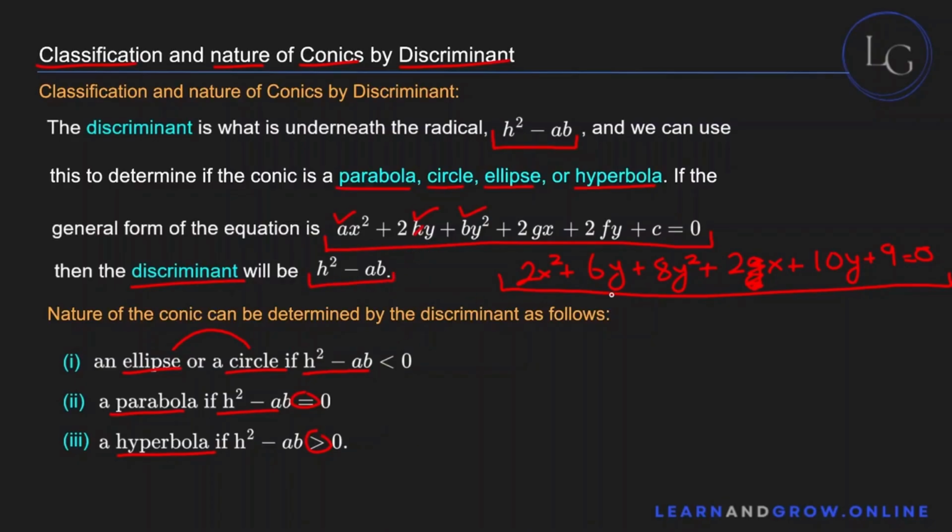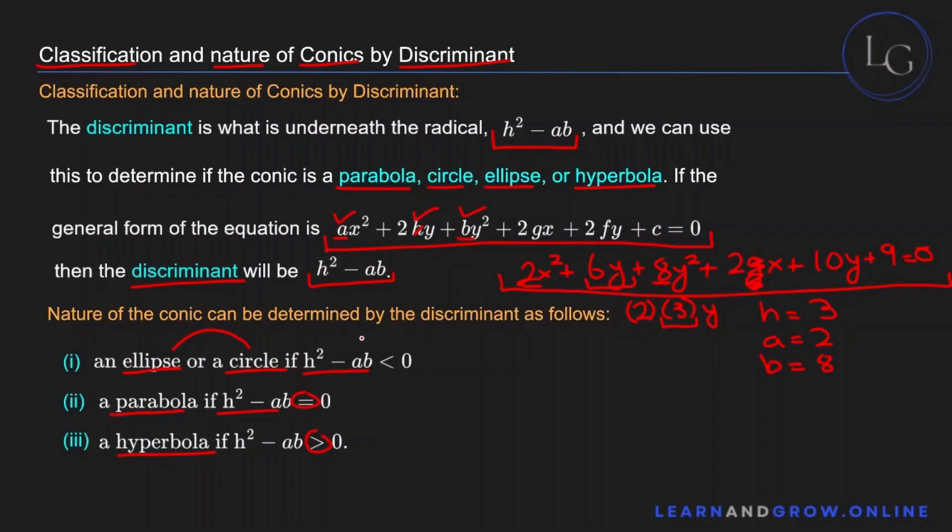What is h? Well, you can find h by this. 6y is equal to 2 into 3 into y. So this 3 is your h, since it is 2hy. 6y is equal to 2hy, so 2 into 3 into y, and h is 3. Okay, what is a? a is simply 2 in this case. So a is equal to 2. Now what is b? It's the coefficient of y squared, so 8. So b is equal to 8.